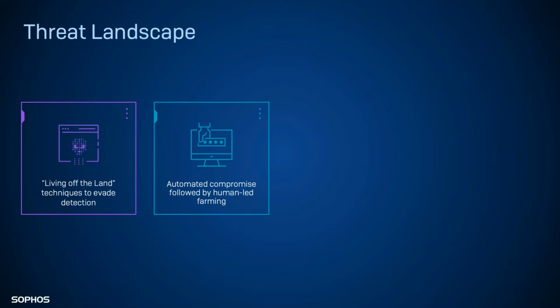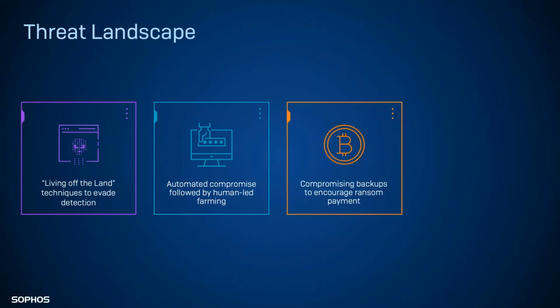This kind of lends itself into the third category here, which is compromising backups to encourage ransom payment. So we've seen this with SamSam ransomware. It's probably a popular example where the first thing that these attackers do is find your backups. So we've known for a long time that one of the best defenses against ransomware attacks is to make sure that you have accurate, up-to-date backups so that if your files are encrypted, you restore them from backup and hey, it's business as usual. Well, with these types of attacks, they're looking for those backups and deleting them so that you can't restore from backup.